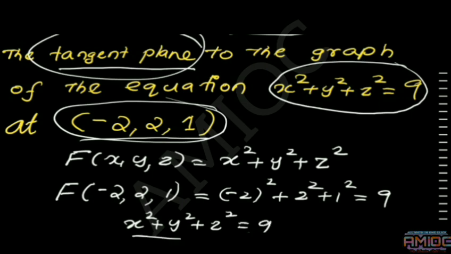That is, the equation x squared plus y squared plus z squared equal to 9 is the level surface of the 3 variable differentiable function given by f equal to x squared plus y squared plus z squared. Hence, we have a level surface of the 3 variable function and we are given a point on the level surface, which is (-2, 2, 1). Hence, we can find the tangent plane at the point (-2, 2, 1), and we can find the equation of the tangent plane. Before answering this question, we can look at the geometry of this question.